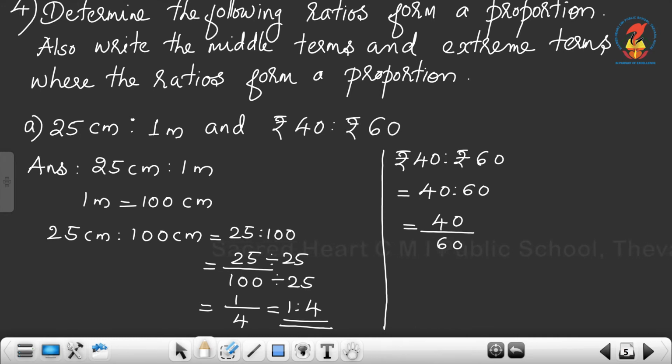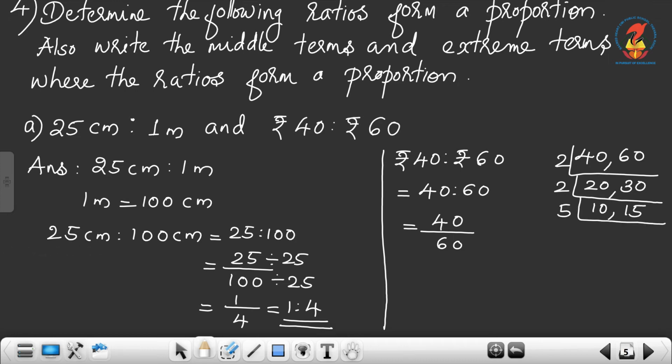Now, how can you find out the highest common factor? If it is not possible in one step, we can find it using the prime factorization method. Divide 40 and 60 by 2 to get 20 and 30, again by 2 to get 10 and 15, then by 5 to get 2 and 3. 2 and 3 have no common prime factor. Therefore, the product of 2, 2 and 5: 2 times 2 is 4, 4 times 5 is 20. So, the highest common factor is 20.